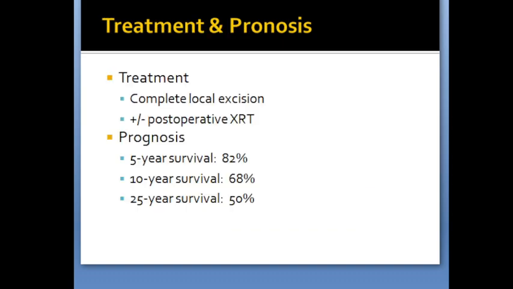The treatment of acinic cell carcinoma is complete local excision. It is followed by postoperative radiotherapy. The 5-year survival rate is 82%, whereas the 10-year survival rate is 68% and the 25-year survival rate is 50%.